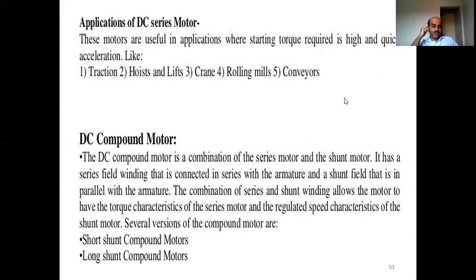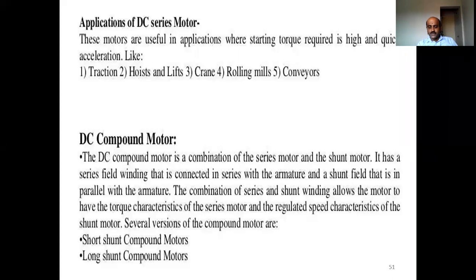And coming to the applications of this DC series motor, these motors are useful in applications where the starting torque required is high and quick acceleration is needed. In the sense, wherever you need a very high starting torque and it needs to be accelerated very quickly, we use them. For example, in traction, where the initial torque should be very high, hoists and lifts, cranes, rolling mills, or conveyors. These are the typical applications of the DC series motor.